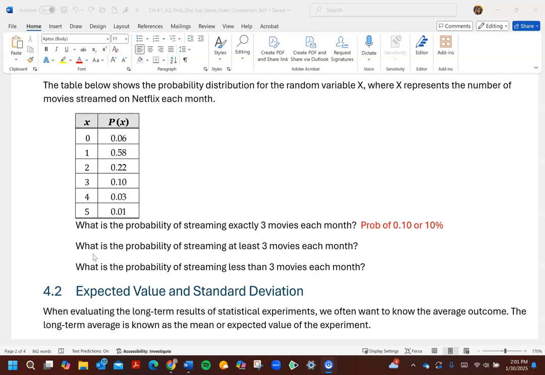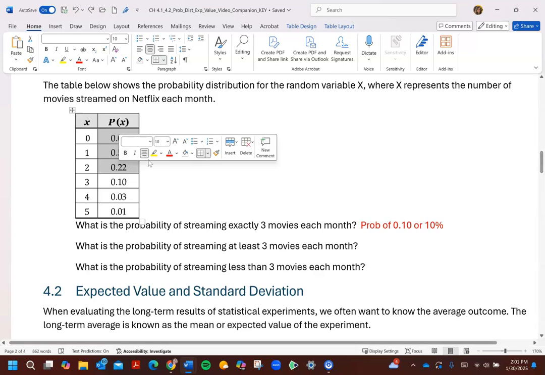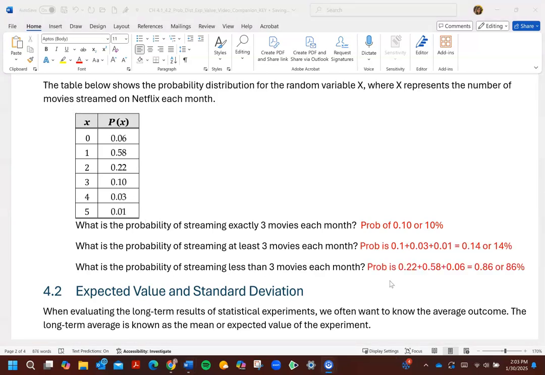The next question is, what is the probability of streaming at least 3 movies each month? In that case, I would add up the 3, 4, and 5 probabilities. Go ahead and add those together and see what you get. You could do the next one at the same time. What is the probability of streaming less than 3 movies each month? We're not including the 3, just what's under that. So it would be 0.22, 0.58, and 0.06. Go ahead and pause the video and get your answer, and then check back.